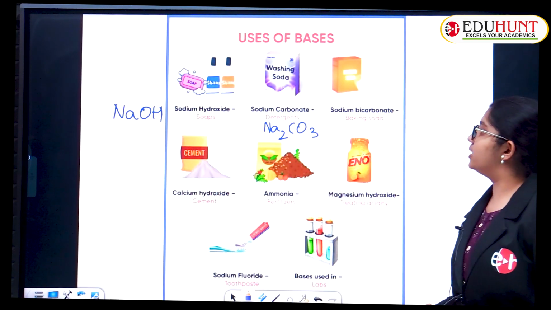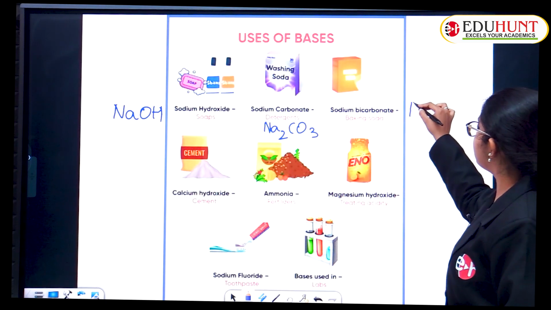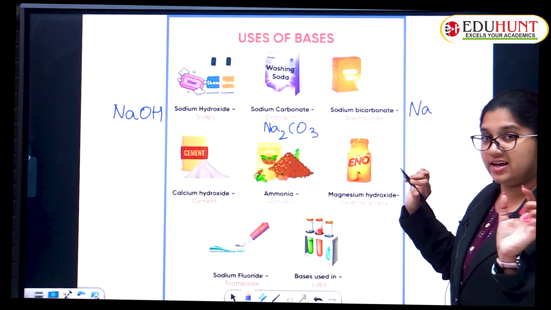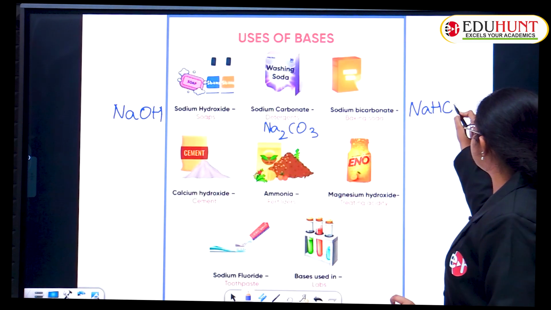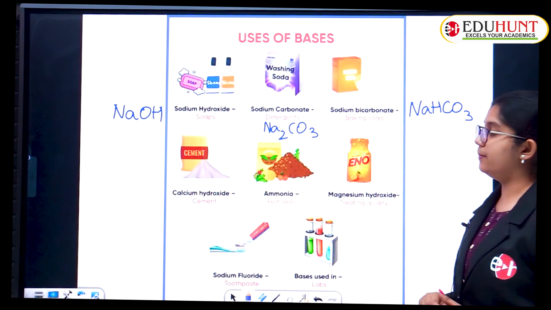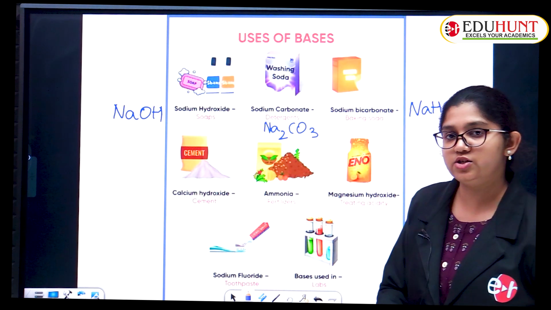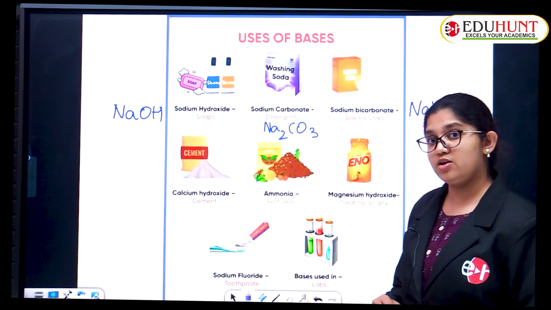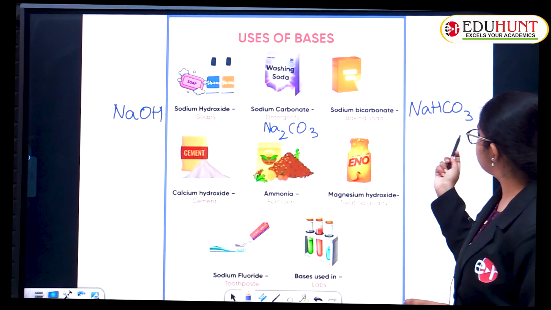Now coming to sodium bicarbonate. Wherever you see bi, you write an H. What is H? Hydrogen, right? NaHCO3. This is the formula for sodium bicarbonate. It is used as baking soda. What is it, children? Making cakes and all, no? Yes, baking soda.